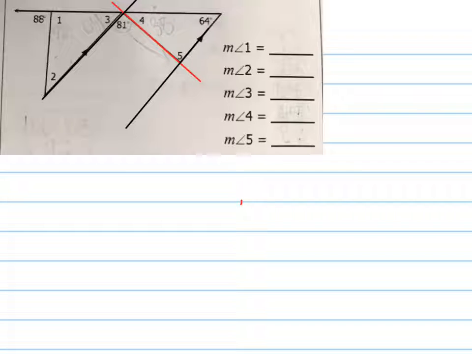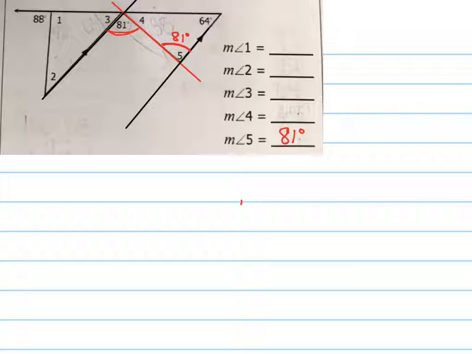That these two are parallel. If those are parallel, then what angles can I say are equal to each other that are either labeled or numbered? 5 and 81. Exactly. 5 and 81 are equal to each other. So angle 5 is 81 degrees.